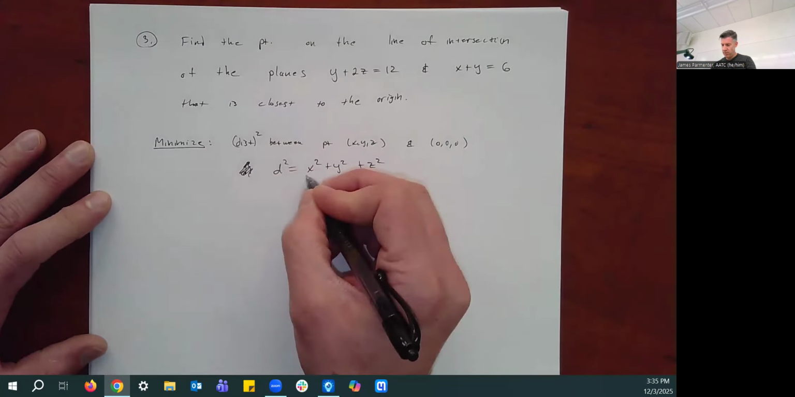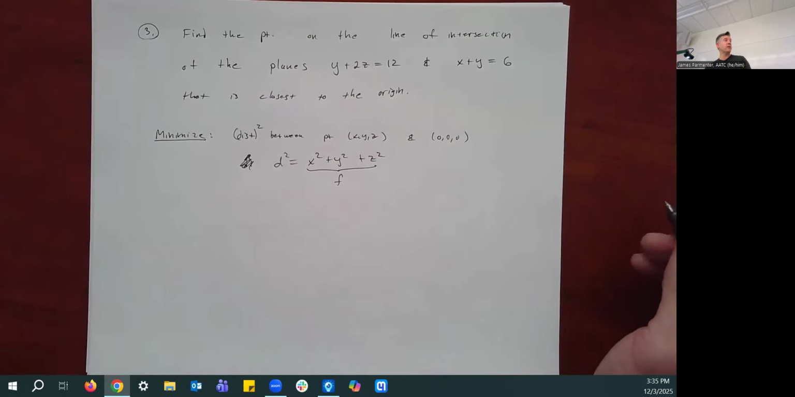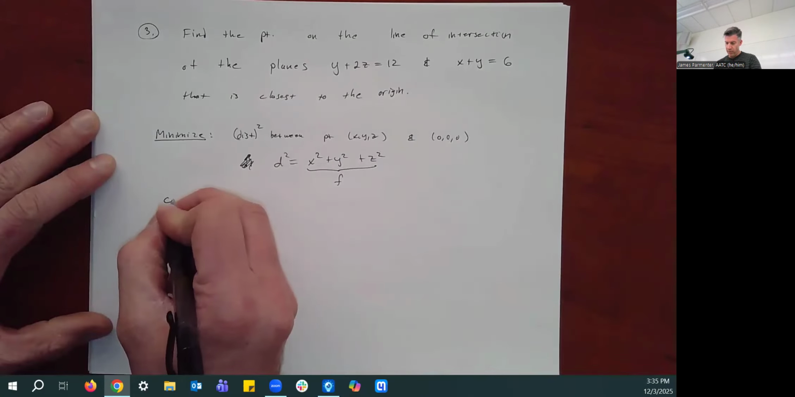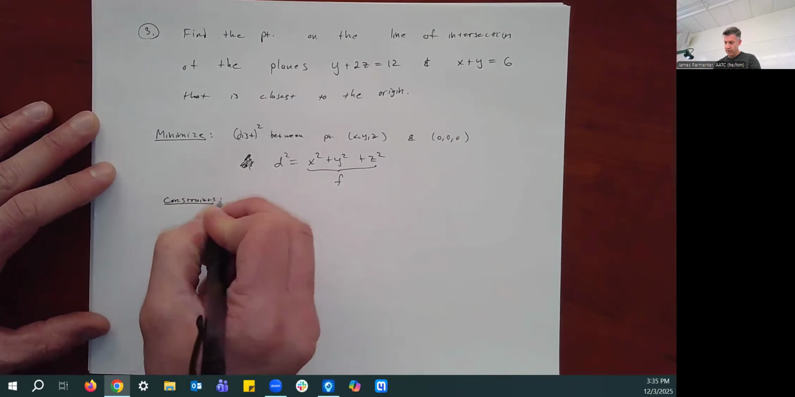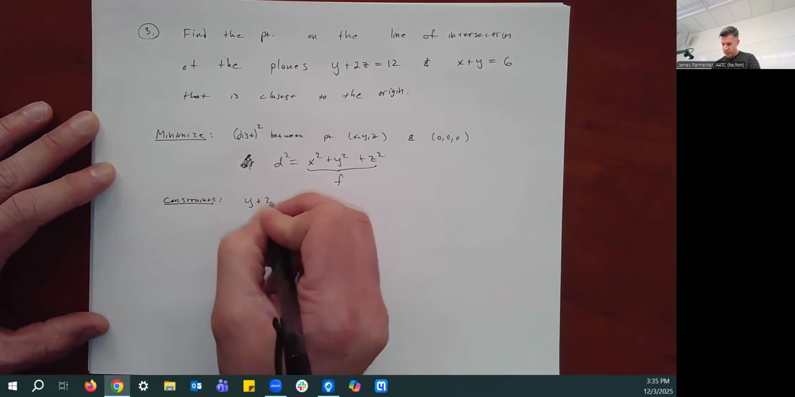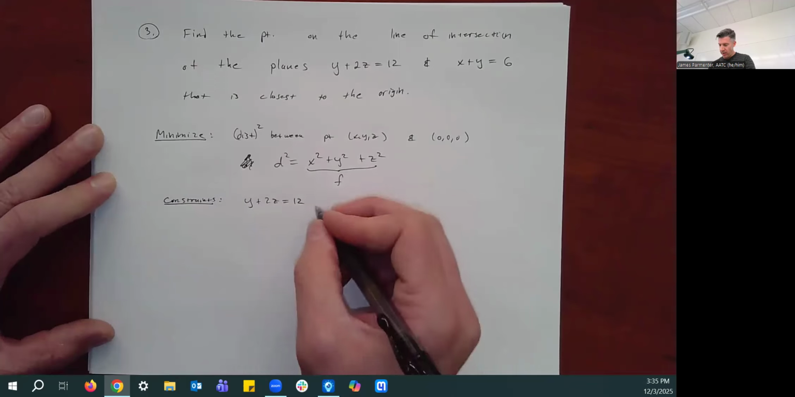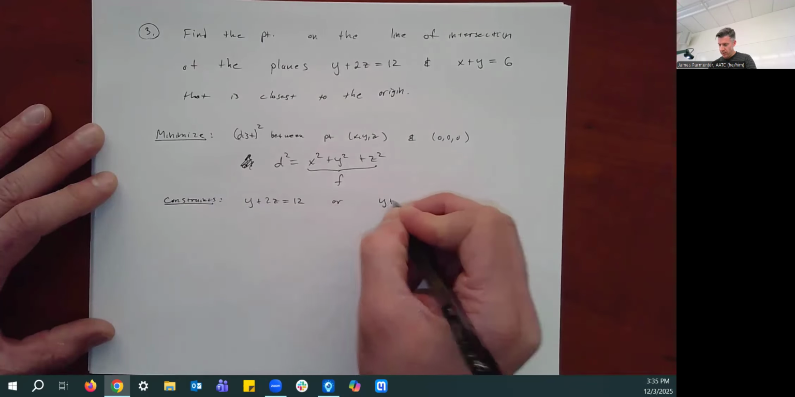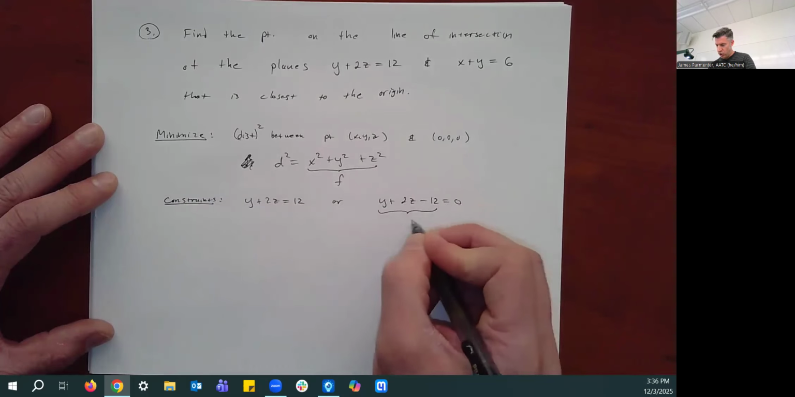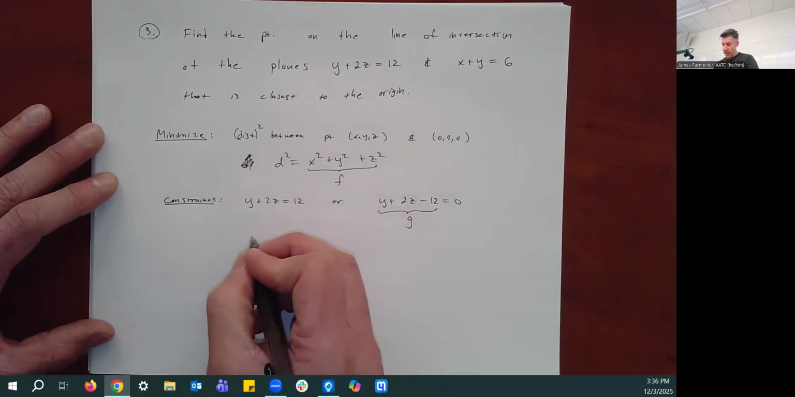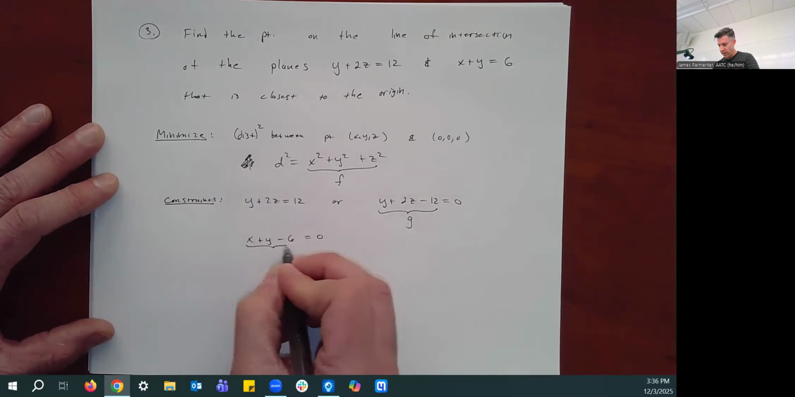And that's our f. And then we have two constraints, right? Our constraints are both plane equations, because your point has to be on both planes. So it's y plus 2z equals 12, or I would probably write it as y plus 2z minus 12 equal to 0. We're going to call that one G. And we also have x plus y minus 6 equal to 0. We're going to call that one H.